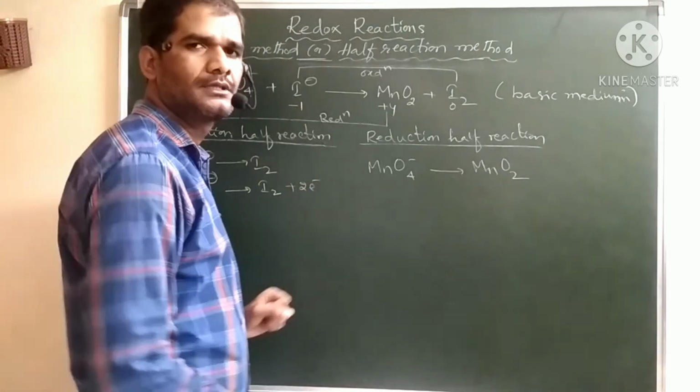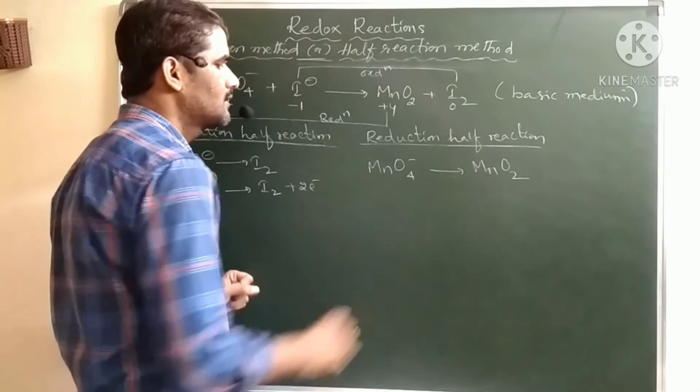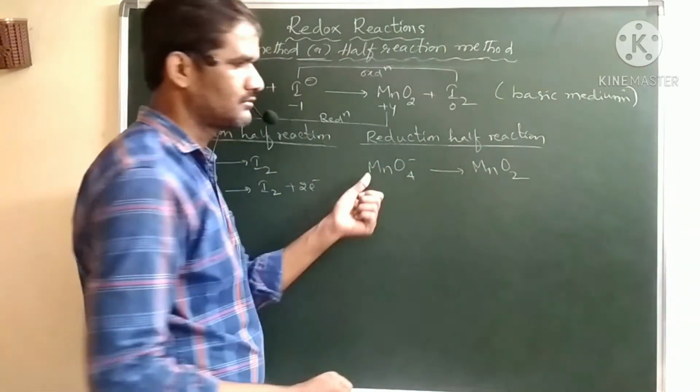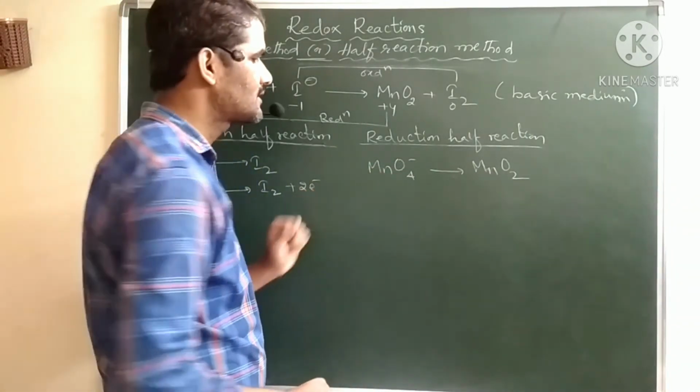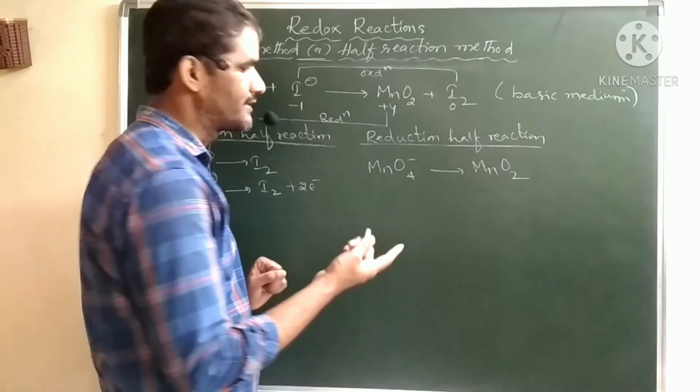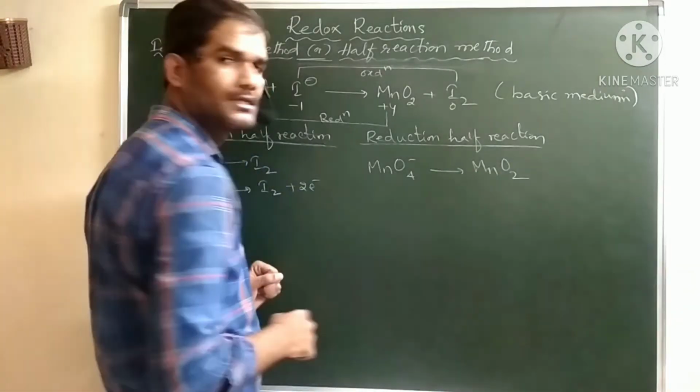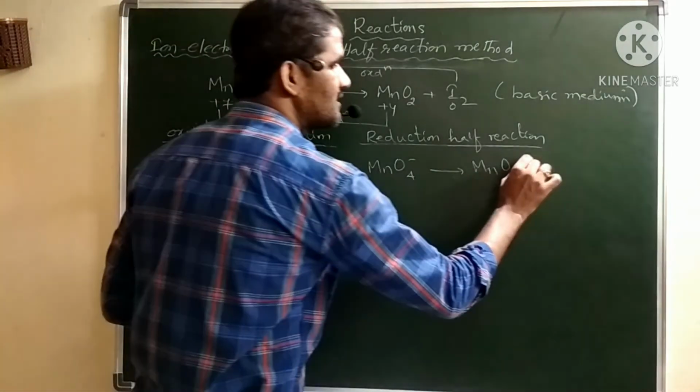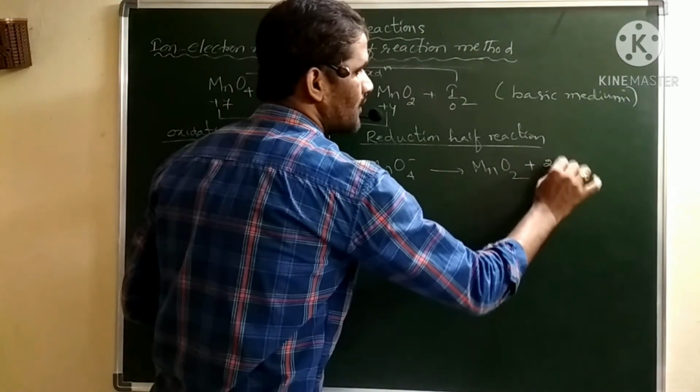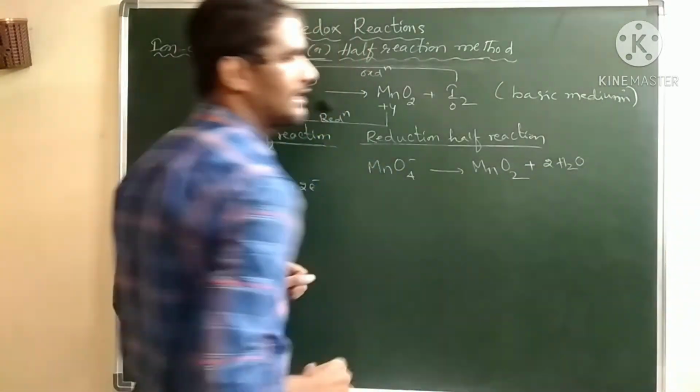And come to the reduction reaction case. Here MnO4 minus to MnO2. Manganese element is balanced. Next, oxygen balancing. Here 4 oxygens, here 2 oxygens. So 2 oxygen deficiency in the right side. Now you have to add 2 water molecules on the right side.